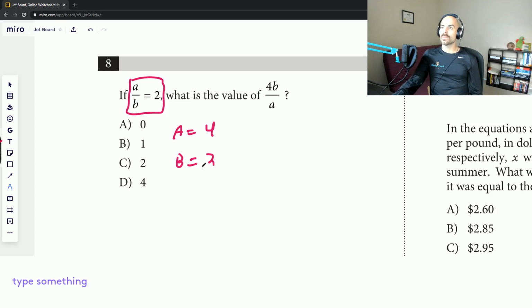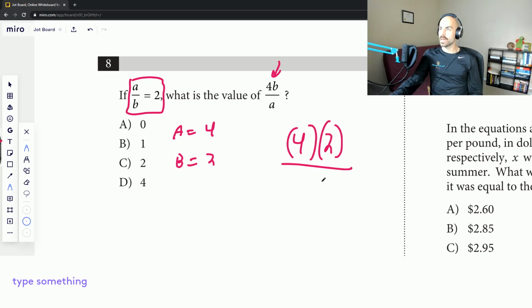And so now that we can see that 4 over 2 indeed equals 2, we know that we got the right values, and we can plug that into this equation right here. So 4 multiplied by b, which is now 2, over a, which we now see as 4. Well, this cancels out, and you're just left with 2, or you can just see it as 8 over 4, which is 2, and that's why the answer is C.